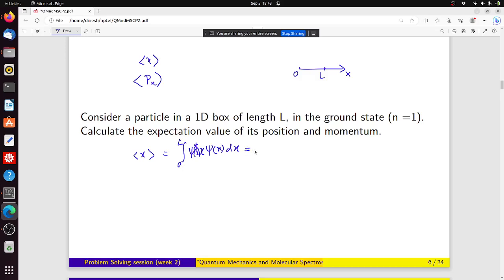Okay, can someone do fast integration and tell me the answer? This is only x, and psi you know, it's root 2 by L sine n pi x over L. I am giving you psi. You just have to calculate this integration. Let's take 5 minutes because it will be a bigger integration, and tell me the answer. You just try, otherwise I'll do it.